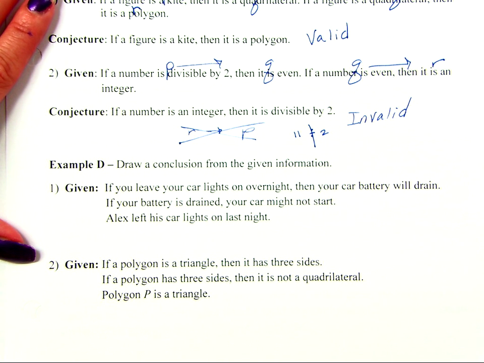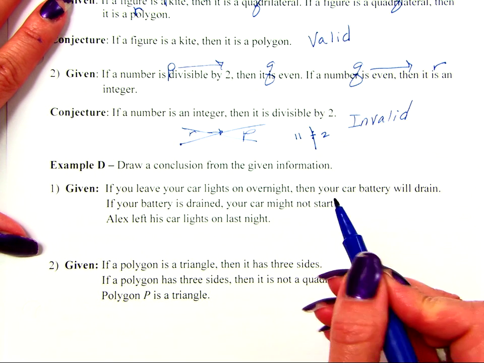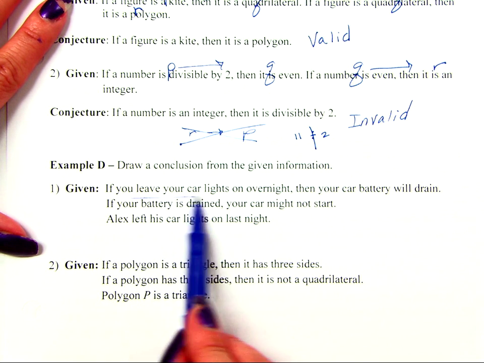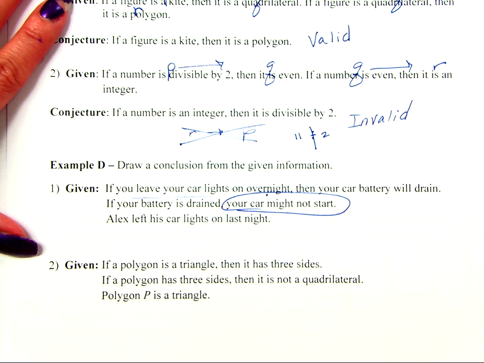If you take a look at number 1, it says that if you leave the car lights on overnight, your car battery will drain. If your battery is drained, your car might not start. Alex left his car lights on last night. What conclusion can we confirm? Well, if Alex left his car lights on last night, we can conclude his car might not start. Okay? I wouldn't conclude his battery is drained because that's a given statement. I know that for sure. But my conclusion is that his car might not start.